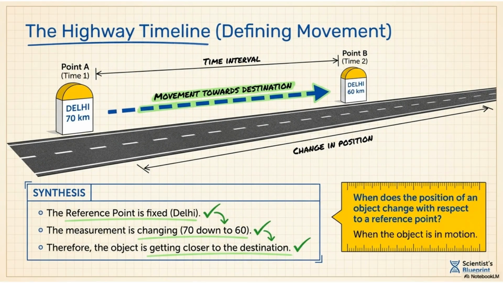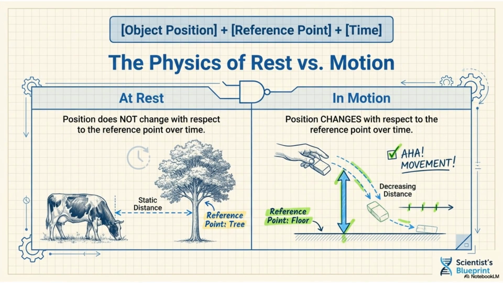An object is in motion when its position changes with respect to a fixed reference point over a time interval. For example, if the distance to Delhi is decreasing from 70 kilometers to 60 kilometers, the object is moving toward Delhi. The physics of rest versus motion depends on three factors: object position, reference point, and time.